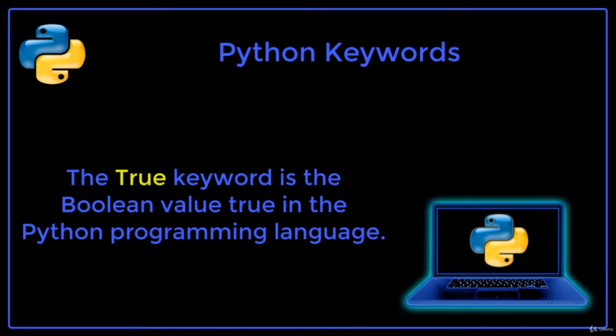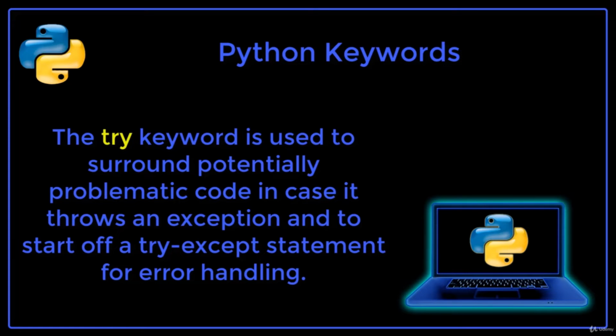The true keyword is the Boolean value true in the Python programming language. Please note that Python is case sensitive, and you need to type true with a capital T in order for the program to recognize this keyword properly. The try keyword is used to surround potentially problematic code in case it throws an exception, and to start off a try except statement for error handling.